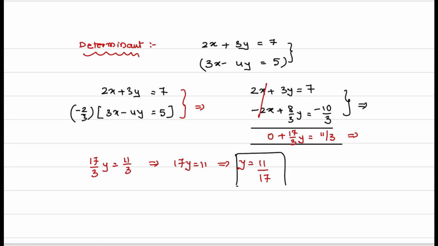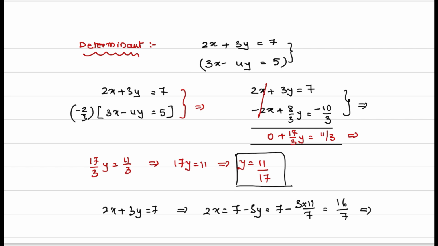Please check and find out x also. From 2x plus 3y is equal to 7, that implies 2x is equal to 7 minus 3y, which is equal to 7 minus 3 into 11 by 17. 119 minus 33 is 86 by 17. That means x is equal to 43 by 17.